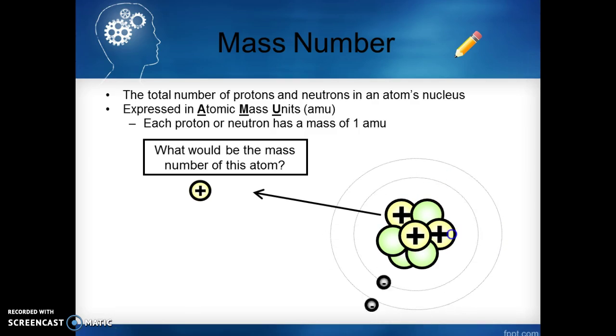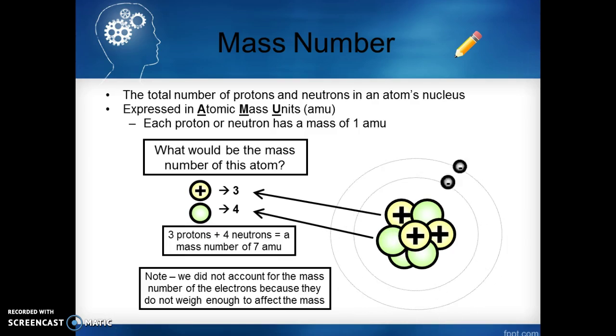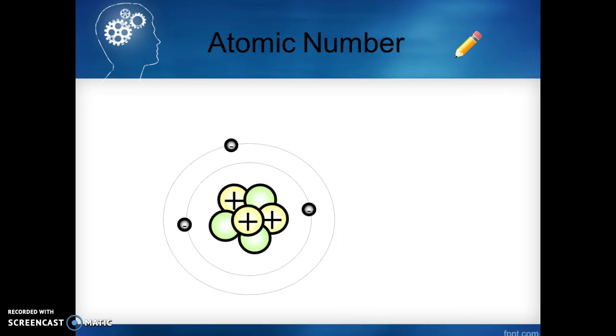Well, we've got 3 protons, 4 neutrons, for a total of 7 AMU. Now note, we didn't account for the electrons here. They're not heavy enough. They're insignificant to contribute to the mass, so it's just the protons and the neutrons.